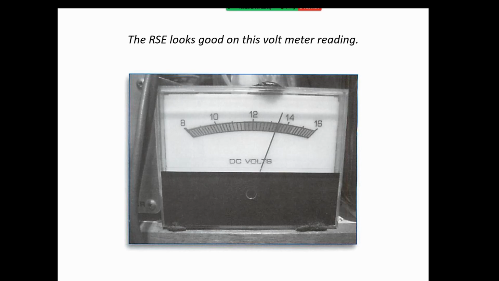All right, so apparently the RSE, the reserve source of energy, looks good on this voltmeter reading. Yeah, and you can kind of see the darkened end. It's not the best picture. This is an older demonstration. It even looks like there's corrosion on what appears to be hinges. Share results.